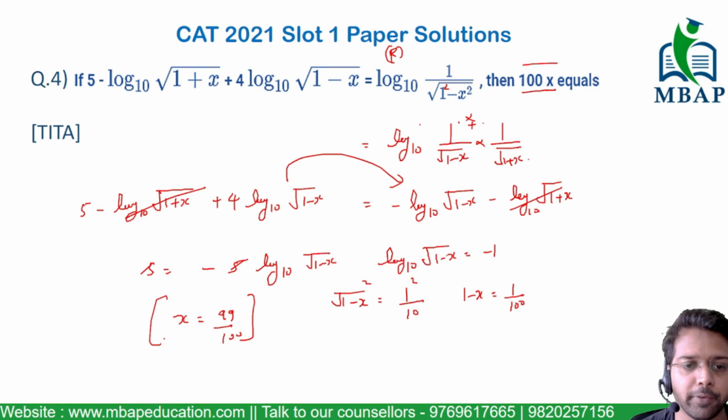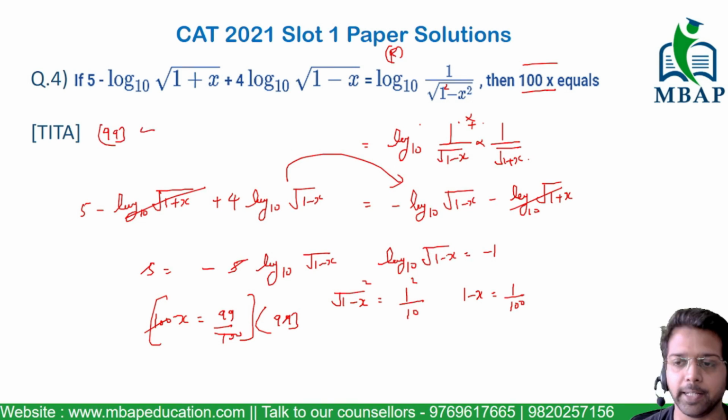Now this is the value of x. The question asks you to find the value of 100x. The value of 100x will be equal to how much? Will be equal to as simple as 99, and hence the answer for this question would be as good as 99.